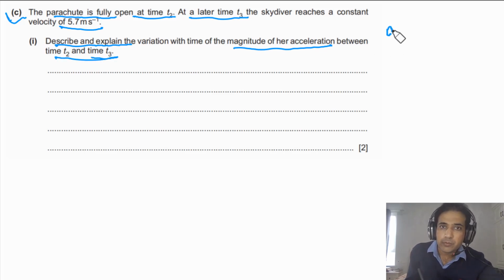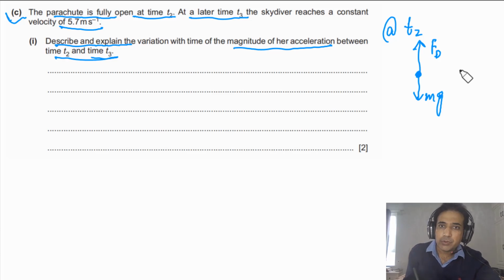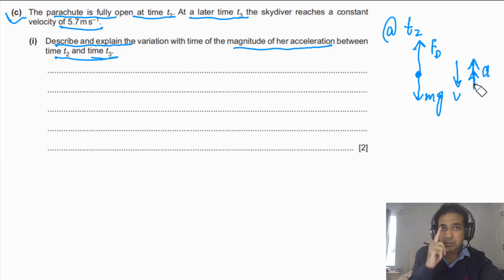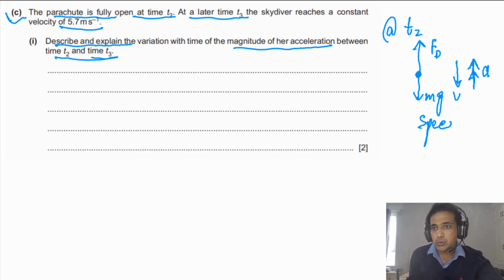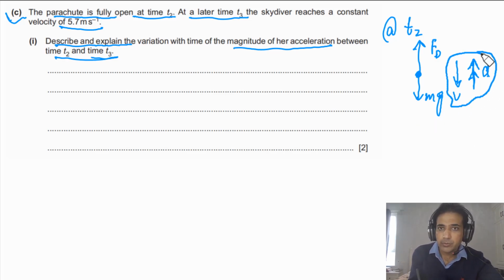So in this case, first of all, we can say at t2 the parachute is fully open, so we can draw here. We have mg acting down, and the drag force Fd acting in upward direction. So in this case velocity is in downward direction, but as the resultant force is in upward direction, it means acceleration is also in upward direction. As acceleration is upward and velocity is down, the skydiver will slow down. So as velocity and acceleration are in opposite directions, the skydiver will slow down.